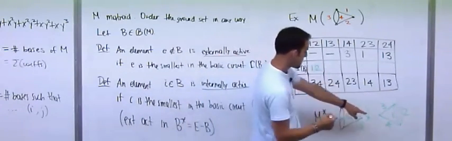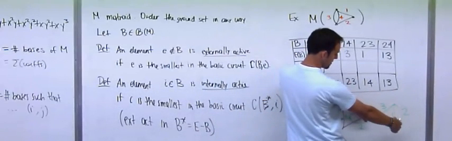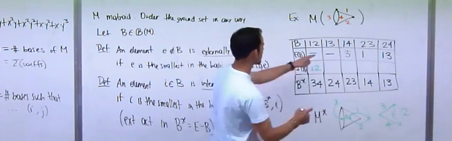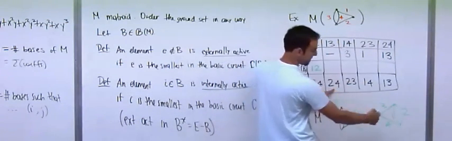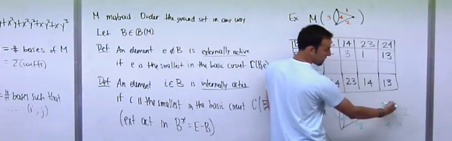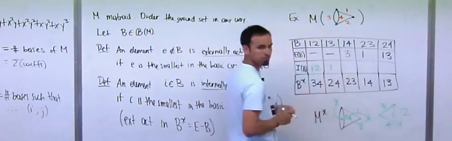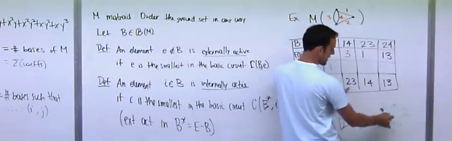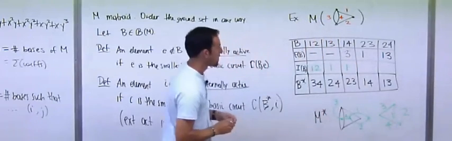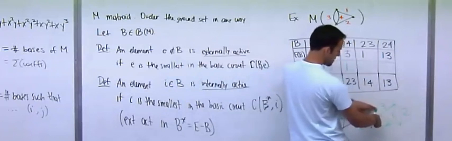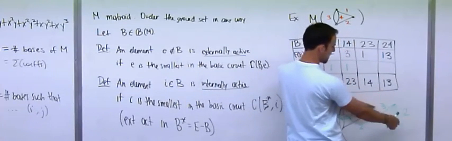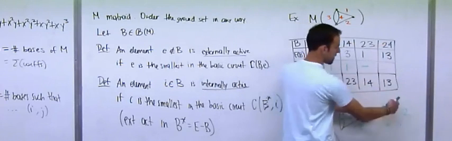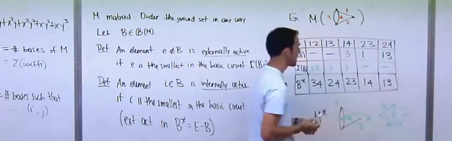For 1 and 3, it looks like 2 is not. Oh, sorry. So for 1 and 3, we need to go to 2, 4. And now it looks like 1 is internally active and 3 is not. For 1 and 4, you go to the basis 2, 3, and you find that 1 is internally active and 4 is not. So, sorry, for 2 and 3, you go to 1 and 4, and you find that neither is internally active. And for 2 and 4, you go to 1 and 3 here, and you find that neither is internally active.